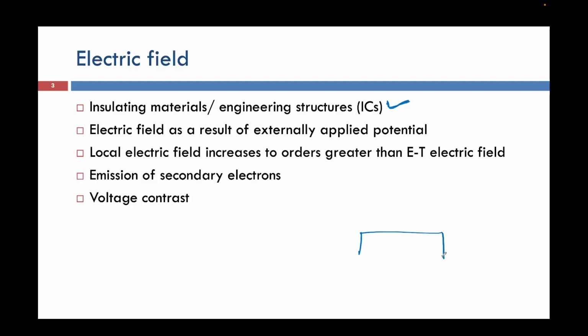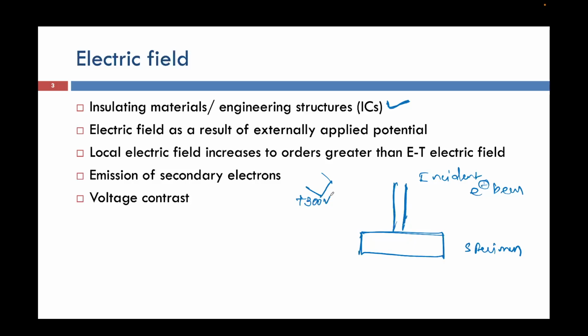Let's say my sample is like this, and the incident beam is coming. So this is my specimen and this is my incident electron beam, and here I have applied some amount of positive potential. Let's say I have applied 300 volts. I'm assuming that all the secondary electrons are coming out, and this distance from my sample is typically kept around, let's say, 5 centimeters.